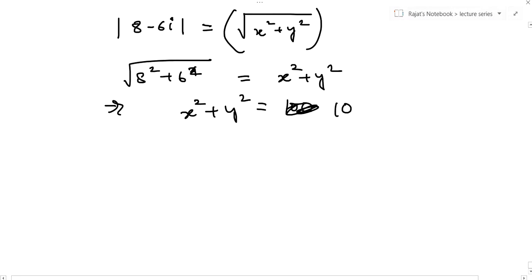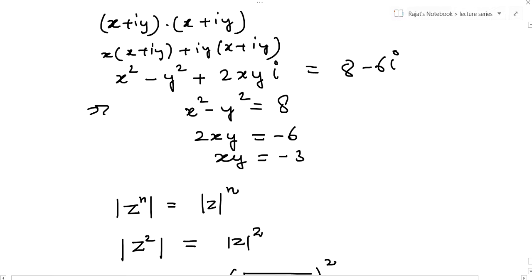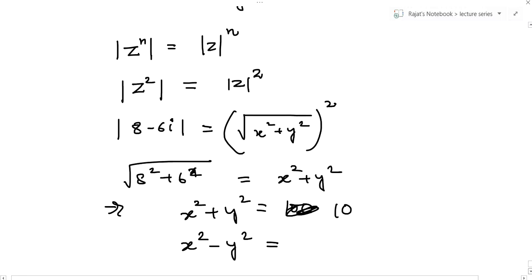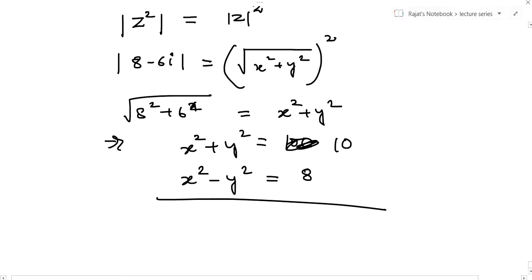It simplifies dramatically. We know that x square minus y square is equal to 8. So let me put here x square minus y square is equal to 8 and x square plus y square is equal to 10. Solving simultaneously, add the two equations, we'll get 2x square is equal to 18, x square is equal to 9, so x is equal to plus minus 3.